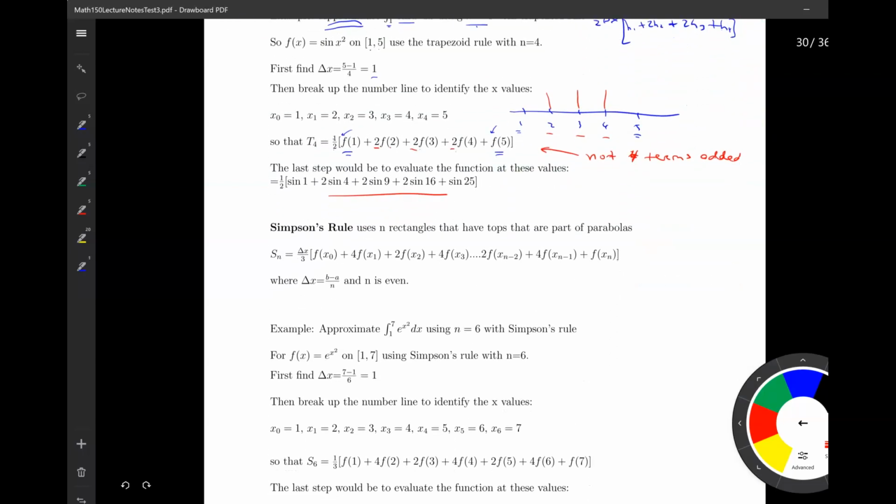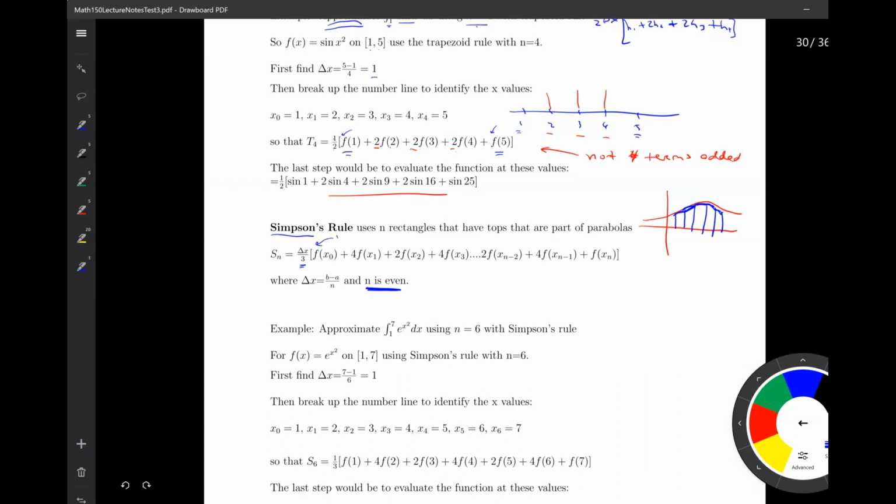All right, Simpson was actually a weaver, and he was contemplating what kinds of shapes, so trapezoids, gave a better approximation of area under the curve. He thought about having rectangles that have tops that are parts of parabolas. So that was even a better way to get the approximation of the area under the curve. I'm not going to go into this explanation. In order to do Simpson's rule, you have to have an n that is even. The delta x over 3 is in front for Simpson's rule, whereas for trapezoid it was delta x over 2.